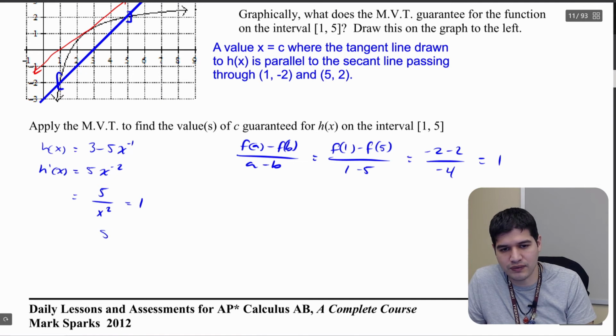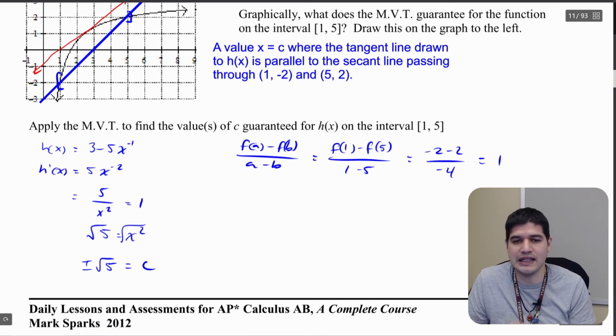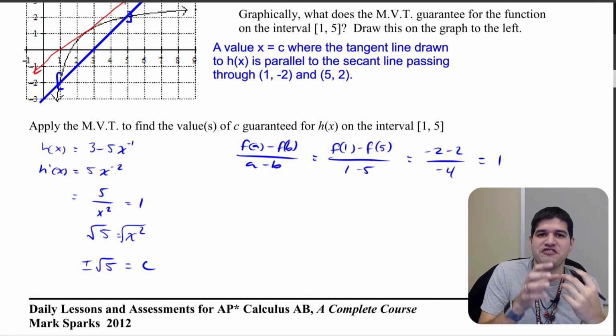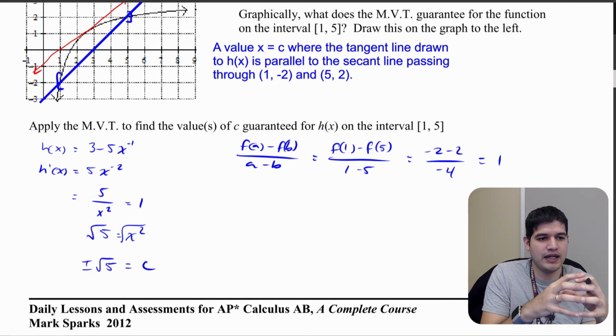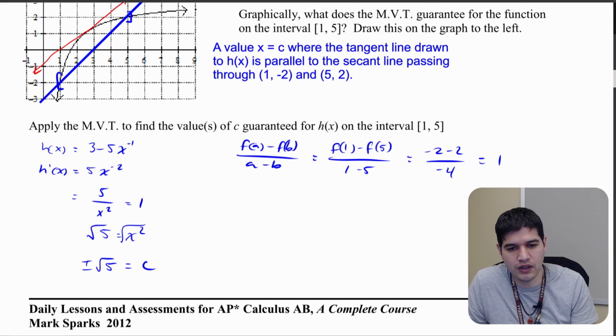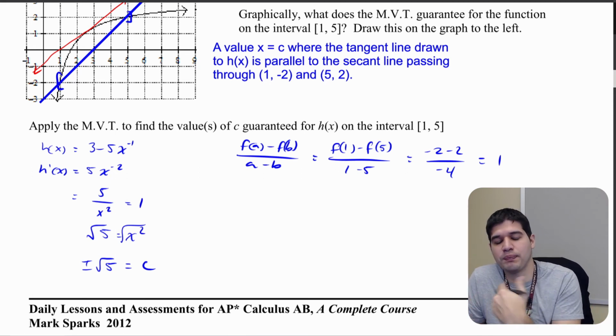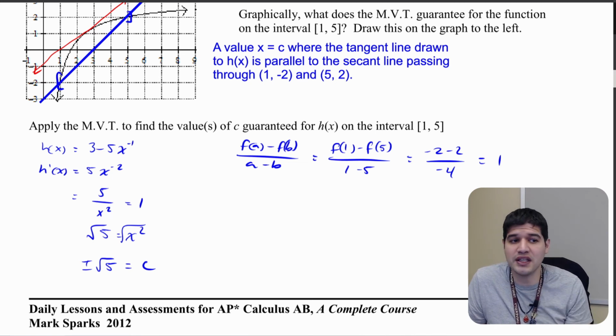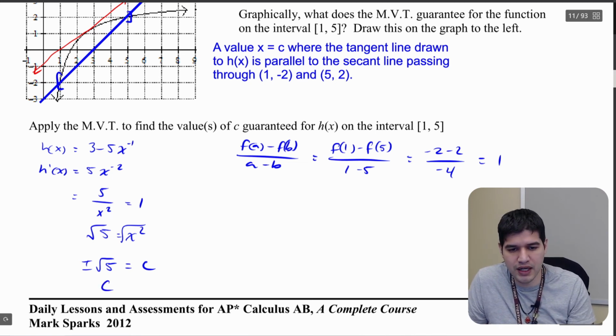So let's solve for this. I'm going to get 5 equals x squared and then take the square root of both sides. And we're going to get the positive and negative square root of 5 for x, the c value that is guaranteed. So which one of those falls in the interval that we're looking for? The negative is not in the interval. The positive square root of 5 is about 2 point something, and that falls within the interval from 1 to 5. So c must be the positive square root of 5.